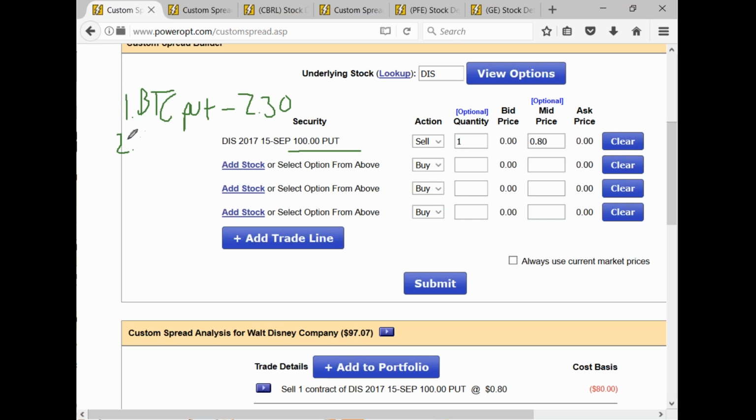Number 2, do you think the earnings was an overreaction and Disney is strong and is going to recover? Well, depending on how it goes next week, what can you do? Take assignment. You'll now own 100 shares of Disney at $99.20.